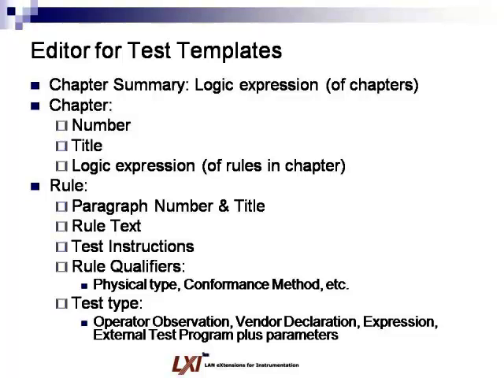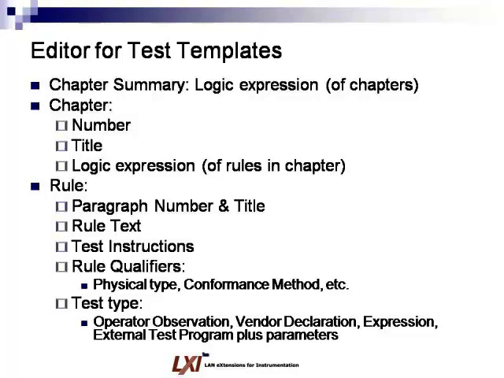The editor for the test templates. Basically, for a chapter summary, you can put in the name of the chapter. There's a logic expression there to say which chapter numbers you care about, and which paragraph numbers in the chapter feed into the result for this chapter. And obviously there's a chapter number and a chapter title, and a logic expression of the rules in the chapter. This top one is a summary of all the chapters, and so that's a logic expression. It just summarizes the results of each chapter.